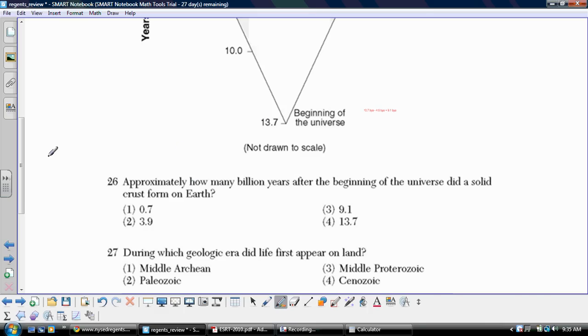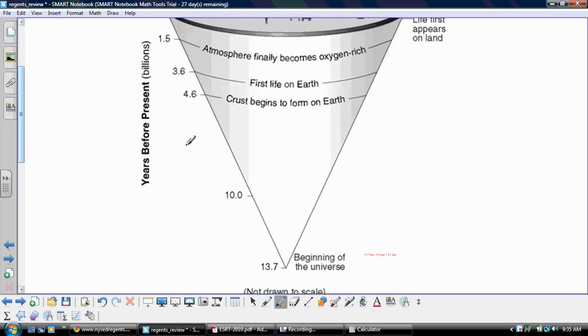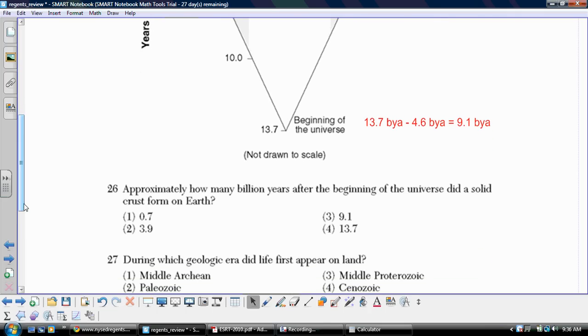Well, we've got the beginning of the universe at 13.7 billion years, and we've got crust begins to form at 4.6 billion years ago. So we want the difference between the two times here to see how long that took. And we know that difference is always a subtraction problem. And if we plug in the numbers there, 13.7 billion years ago minus the 4.6 billion years ago, we get 9.1 billion years for that to take place.